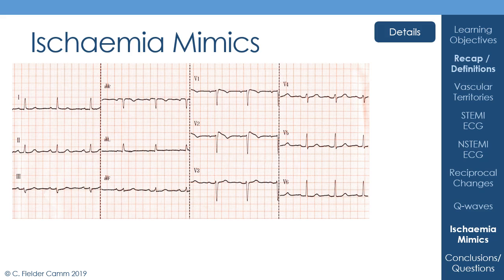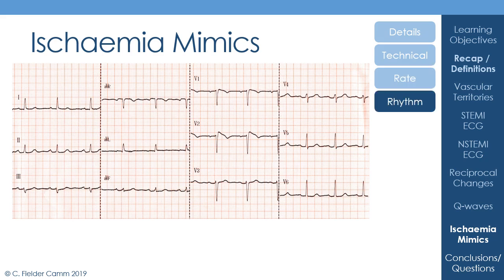an orthopedic F1. From a technical point of view, I don't have a calibration strip here, but it appears to be technically pretty normal. Heart rate wise, we've got it going about 5 large squares between heartbeats, so we're going at 60 beats a minute. The rhythm appears to be normal. We've got equal distances between each of the R waves.